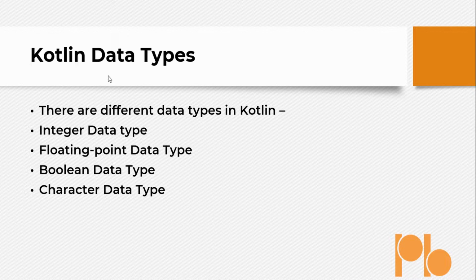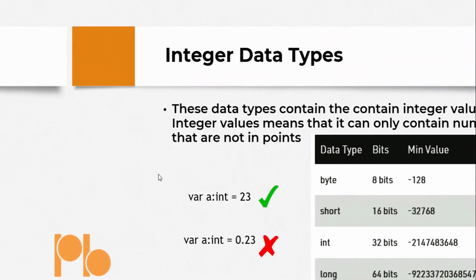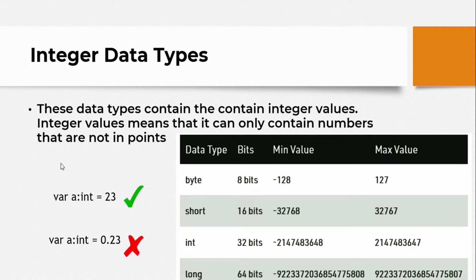So here we have four basic data types in Kotlin. One is integer, one is floating point, one is Boolean, and another one is character. So what is the integer data type? First, the integer data type can only contain a number. So integer data types are numerical data types. As you can see here, there are four types of integer data types too: byte, short, int, and long.